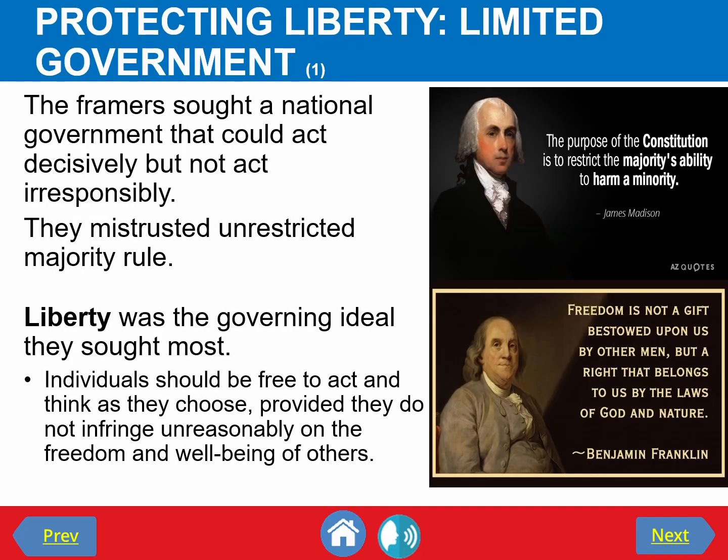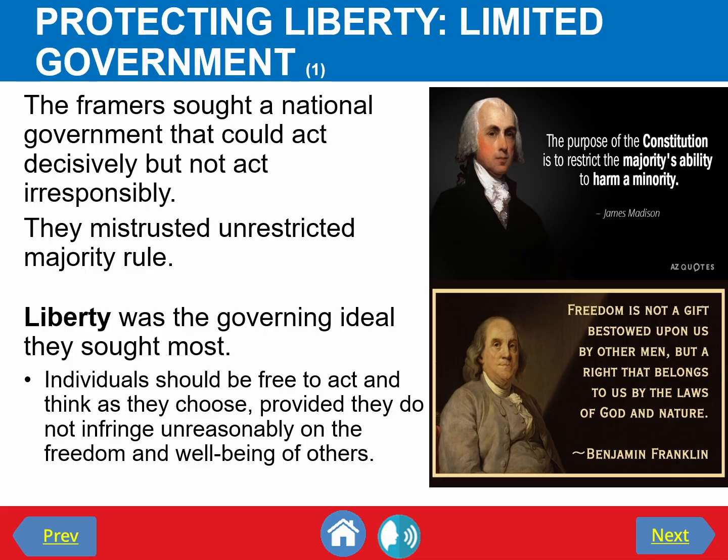The framers sought a national government that could act decisively, but not act irresponsibly. They mistrusted unrestricted majority rule. Liberty was the governing ideal they sought most. Individuals should be free to act and think as they choose, provided they do not infringe unreasonably on the freedom and well-being of others. Look at the 2 quotes shown on this page and consider what was motivating the actions and ideas of the Founding Fathers.